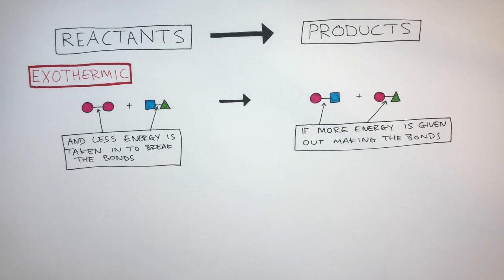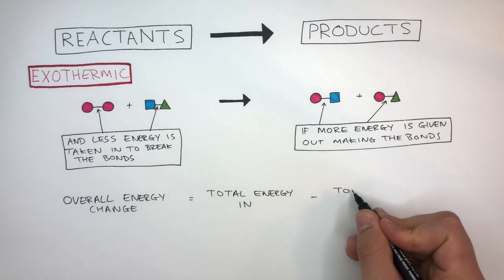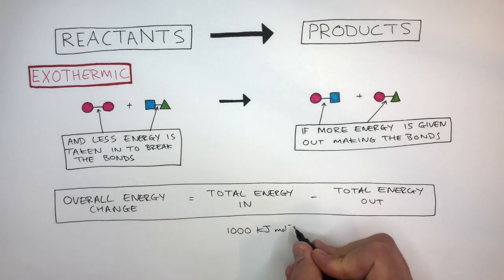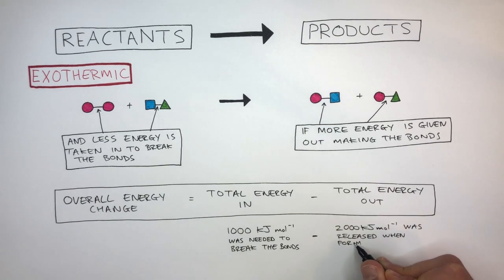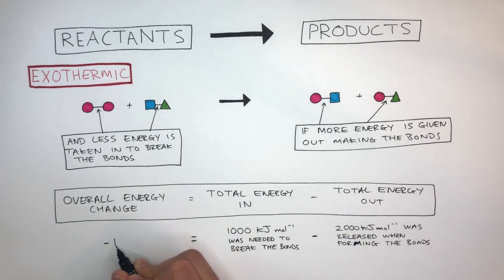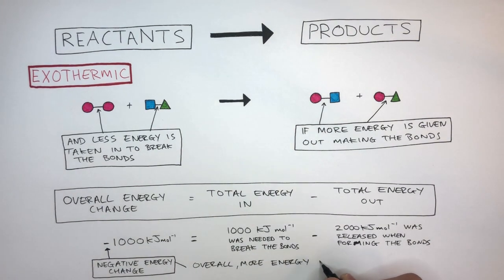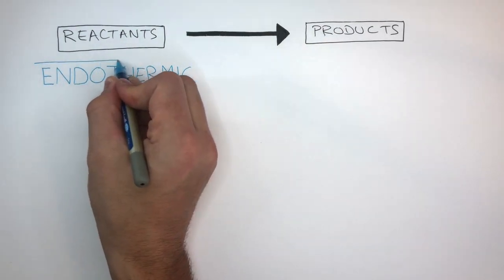We can use the equation overall energy change equals total energy in take away total energy out to understand this in more detail. So if 1000 kilojoules per mole was needed to break the bonds, and 2000 kilojoules per mole was released when forming the bonds, then the energy change is minus 1000 kilojoules per mole. This is a negative energy change as the products have less energy stored compared to the reactants. Overall, more energy has been released than taken in, so this is exothermic, whereas an endothermic reaction causes the temperature of the surroundings to decrease.